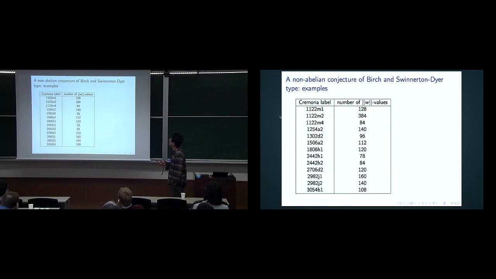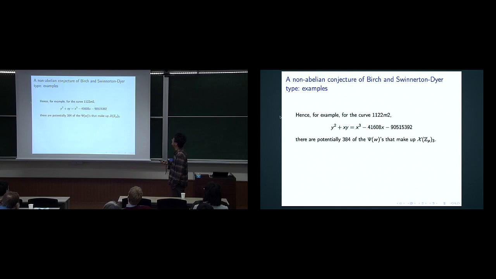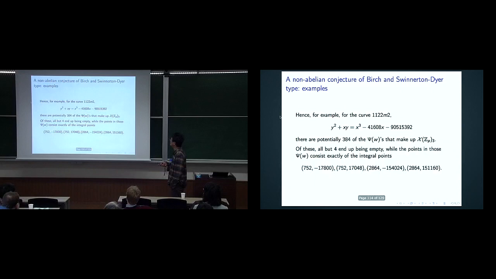So for example, for this curve, there's actually a large number of these psi w, 384 of them. And each of them could potentially contain some points contradicting the conjecture. But this is the curve. And we checked all the 384 of the psi w and eventually computed that they're all empty except 4 that contain these integral points. So that was actually a very pleasant computation to do.